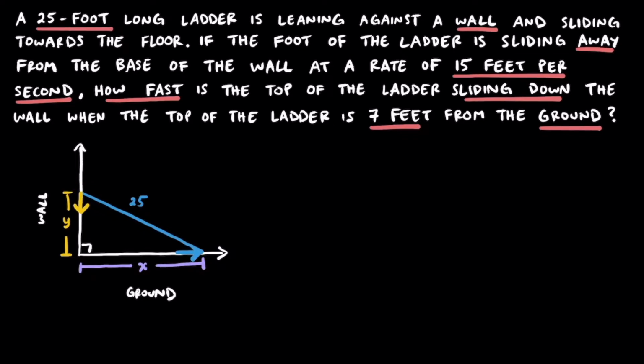Now when you're thinking of an equation to write, I hope your first instinct is to go ahead and write the Pythagorean theorem, since we have three sides and we have a right triangle. So we can write x squared plus y squared is equal to 25 squared. And now that we've established an equation that we can work with, let's take the derivative of it with respect to time, or t. We can go ahead and write the following.